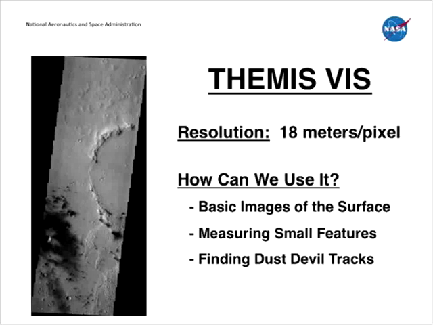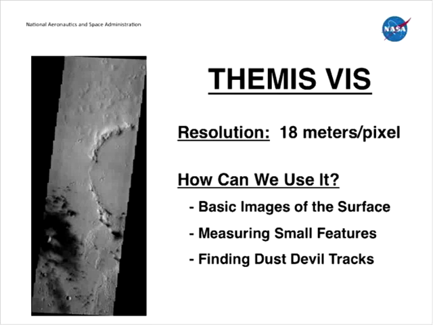Now, how can you use these Themis Vis images? Well, first of all, you can use them as basic images of the surface, just to look around, see what's there, see what you might want to study. You can also use it to measure small features, things like small craters, dust devil tracks, sand dune fields. And you can also use it for things like finding dust devil tracks.